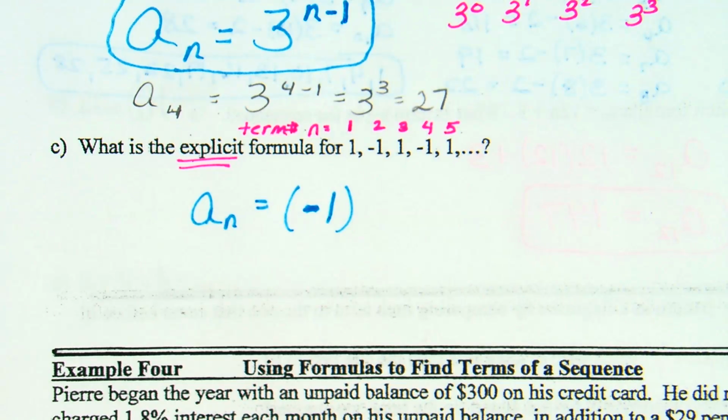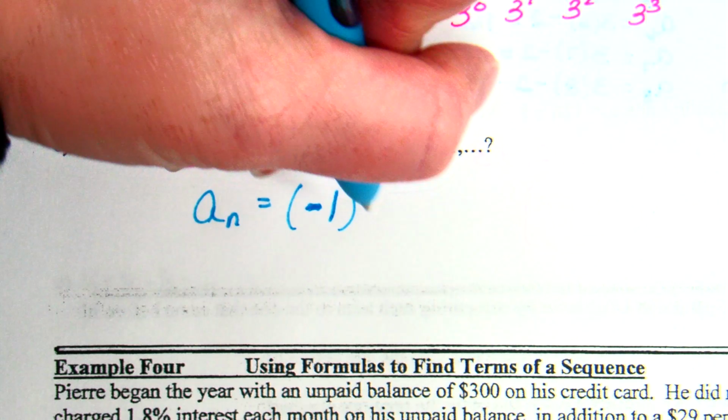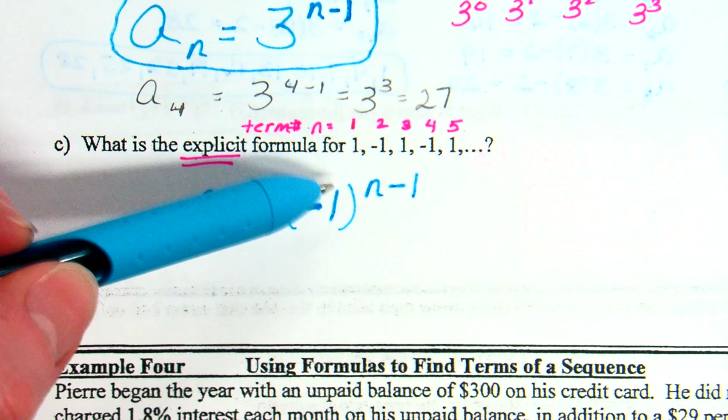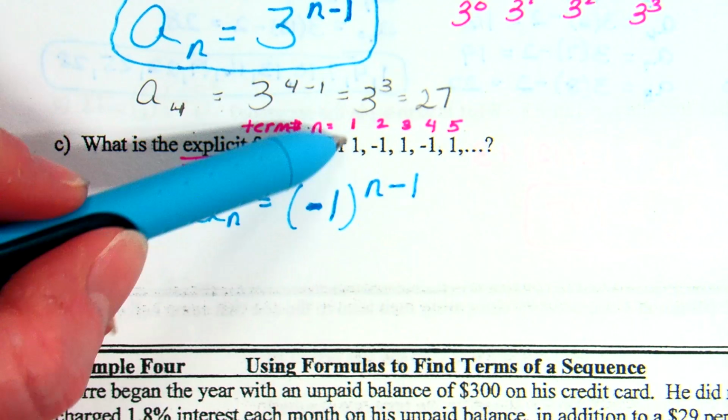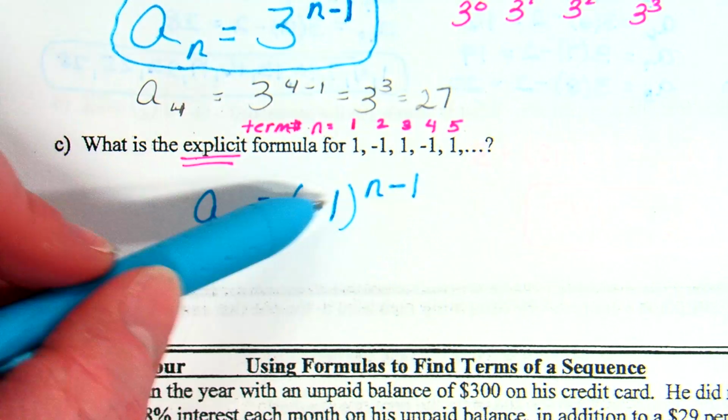What did you suggest? Okay, let's try it. Does this work? Try it for all of these numbers here. That's our proof. So Eli suggested n minus 1. So if I put in the pink term number 1, 1 minus 1 is 0. What is anything raised to 0? 1. Okay, put in 2. 2 minus 1 is 1. What's negative 1 to the first? Negative 1. Put in 3. 3 minus 1.